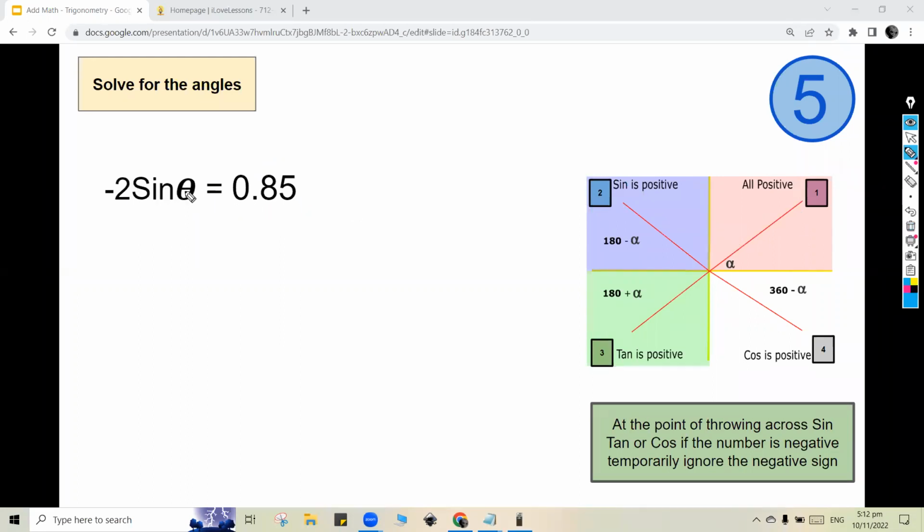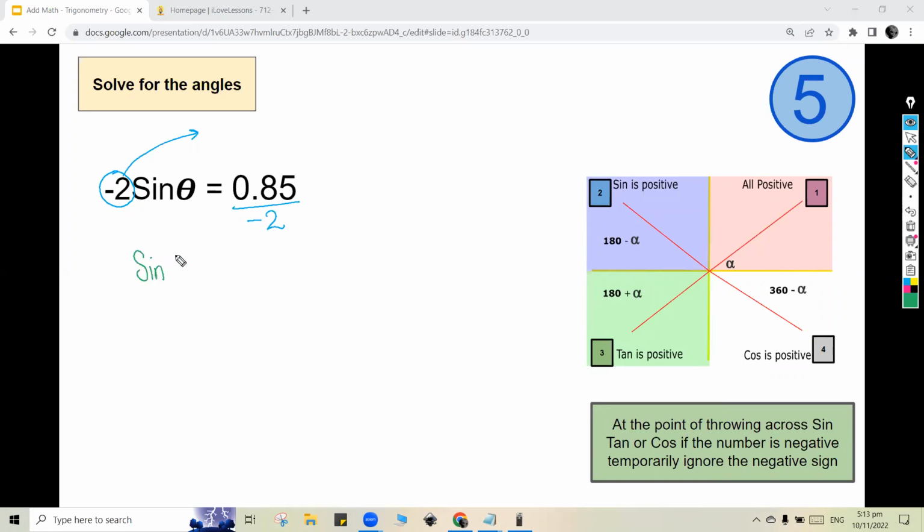Before we can even solve for theta, who do we have to throw across first? Don't we have to get rid of that -2? That -2 is a secret multiply. When he lands on the other side, he becomes what? A divide. So look at what happens now. We end up divided by -2.